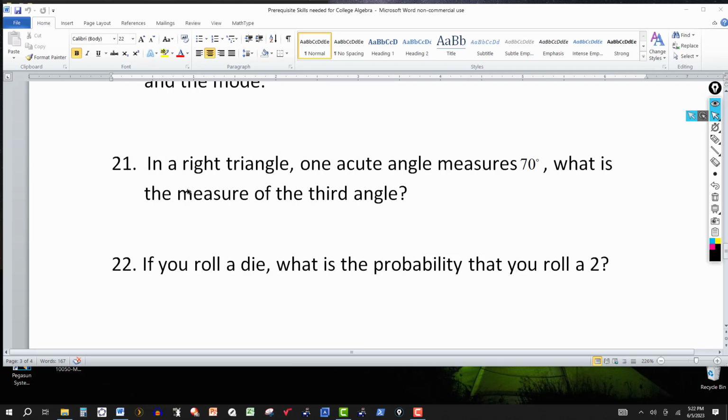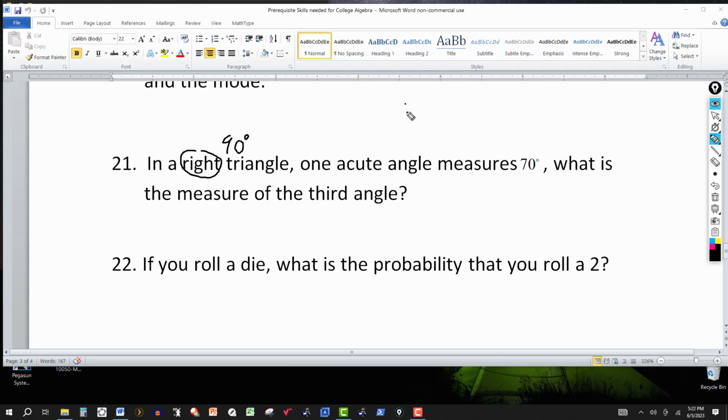You know, a little bit of geometry here. A right triangle. And of course you should know the terminology. Right triangle means that this triangle has one angle that's 90 degrees, and then the other two angles are acute, that is, less than 90 degrees. So it says one acute angle measures 70 degrees. What is the measure of the third angle?